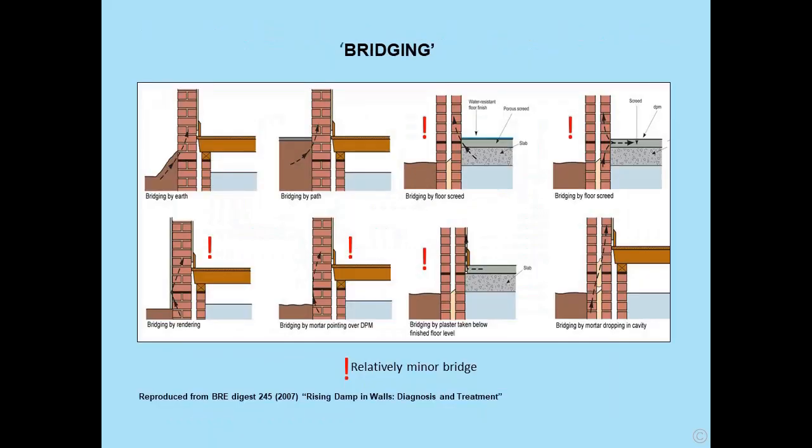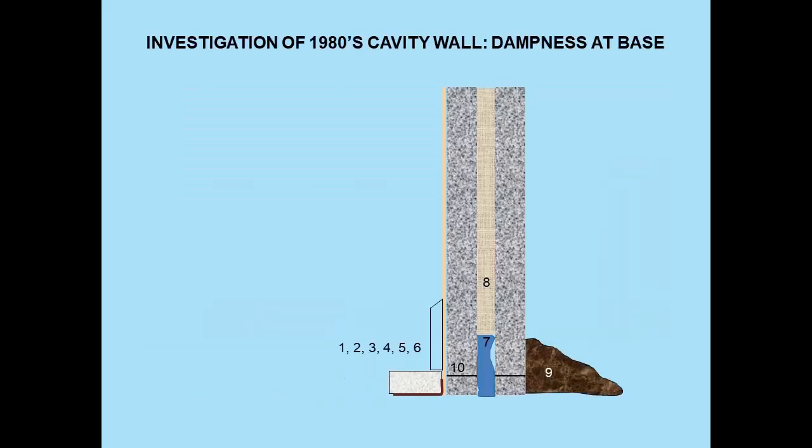Bridging. These are taken from Building Research Digest 245, Rising Damp in Walls, Diagnosis and Treatment. Some forms of bridging are more important than others. Some are relatively minor and really aren't going to cause much of a problem. Some just simply boil down to a floor-wall junction problem. We often come across problems associated with a cavity wall, dampness at the base, and one must be careful not to run straight into the conclusion that it's rising damp.